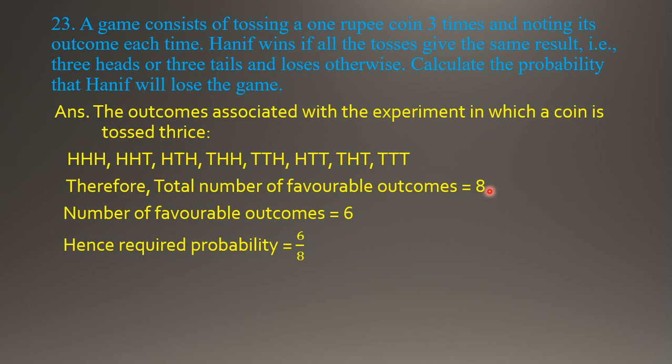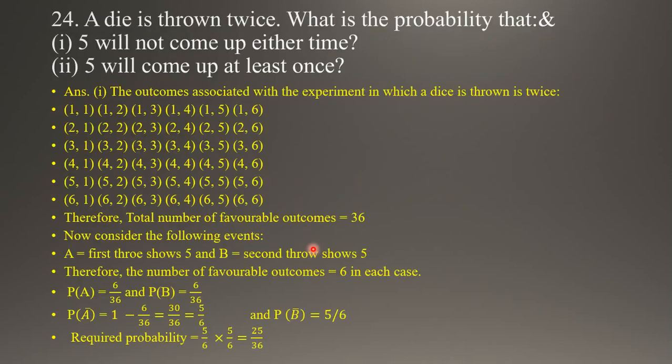That is 2 to the power 3. Number of favorable outcomes 6. He wins only in 2 cases, H and T all the same. That will be 8 minus 2. 6 times he will lose. The required probability is 6 upon 8, which is 3 upon 4. Now come to question number 24.